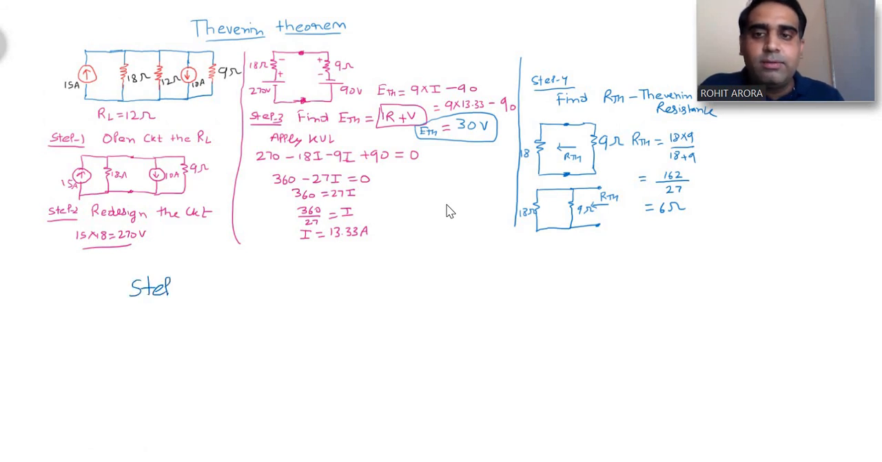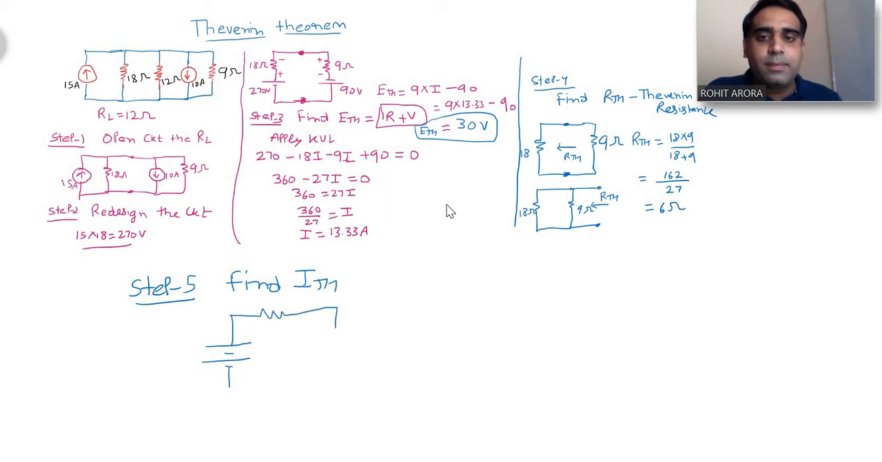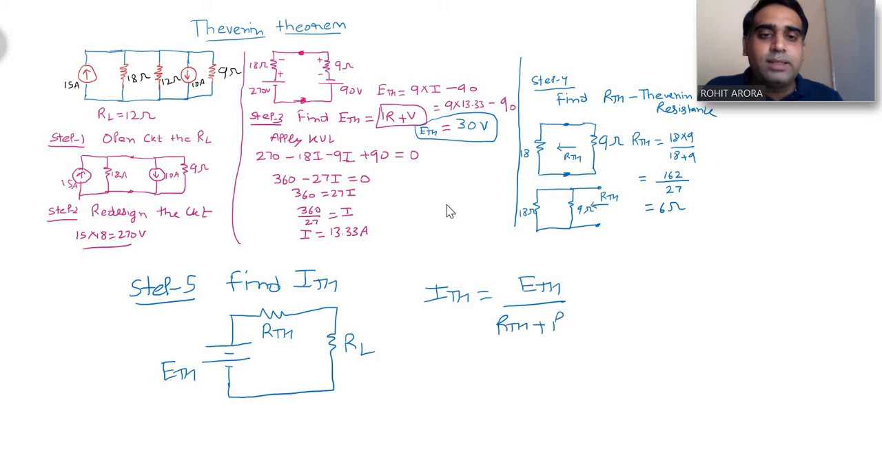Correct. Now our last step is step number 5, find ITH. How to calculate this ITH? The circuit is the same. Whatever the circuit, the last circuit will be as it is. Now this is our load resistance, this is the RTH, and this is the ETH. The formula is ITH is equal to ETH upon RTH plus RL.